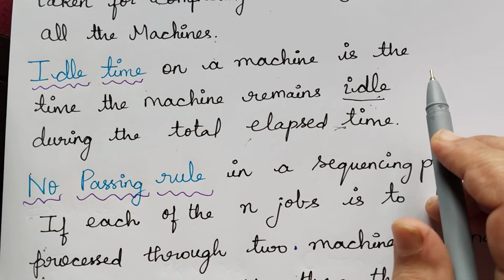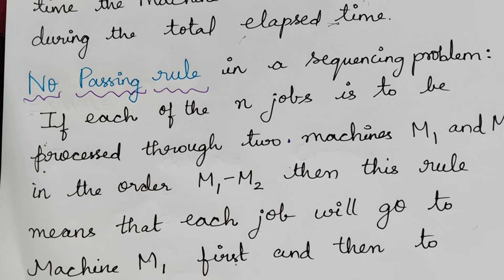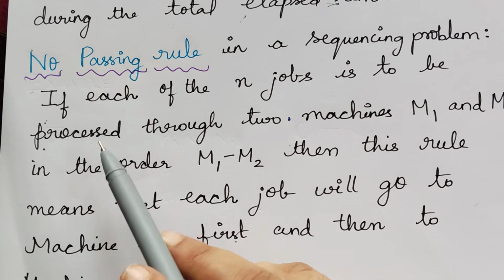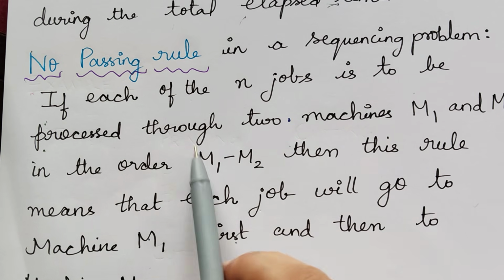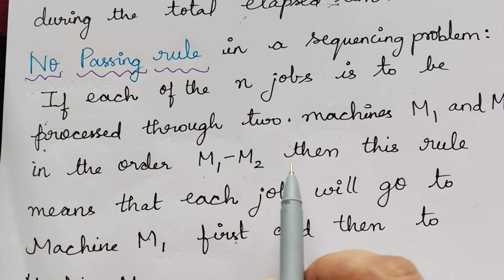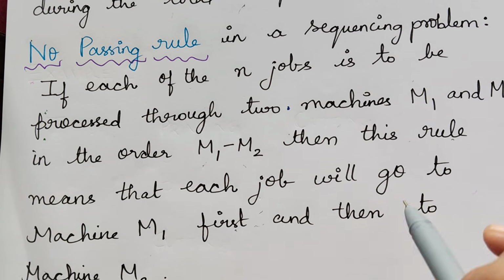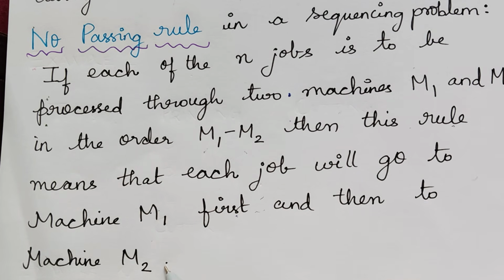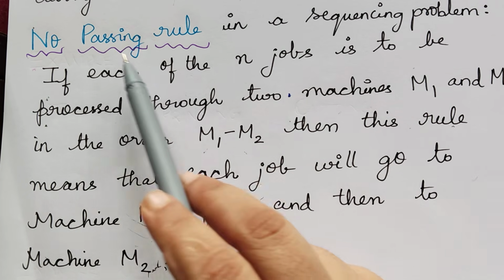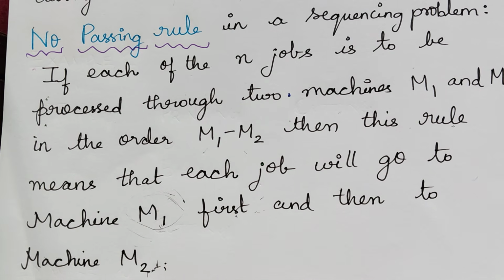And then we have the no passing rule in a sequencing problem, which we are going to learn now. If each of n jobs is to be processed through 2 machines M1 and M2 in the order M1 first and M2 next, then this rule means that each job will go to machine 1 first and then machine 2. We cannot pass on to machine 2 directly without attending the job in M1. First machine 1 has to be completed and then only the job can be done in machine 2. This is known as the no passing rule in a sequencing problem.